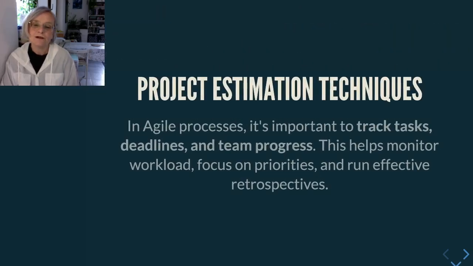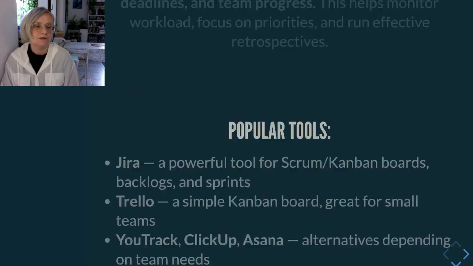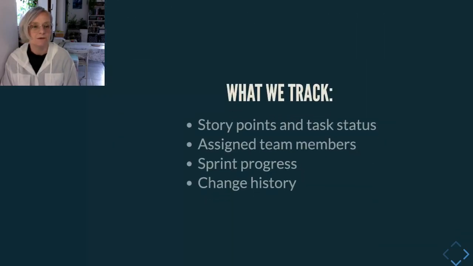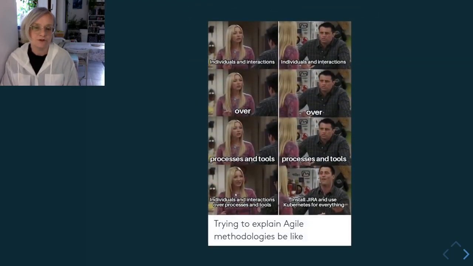To make all this work, we need to track what we are doing. We can use popular tools like Jira, YouTrack, GitHub Projects, and others. We usually track story points, task status, assignment of team members, sprint progress, and change history. But remember, tools are just tools. They help, but they don't create Agile by themselves. Don't forget the real Agile values from the manifesto.